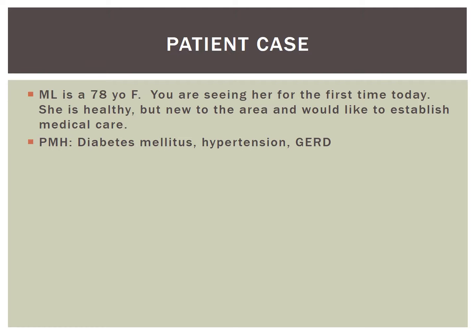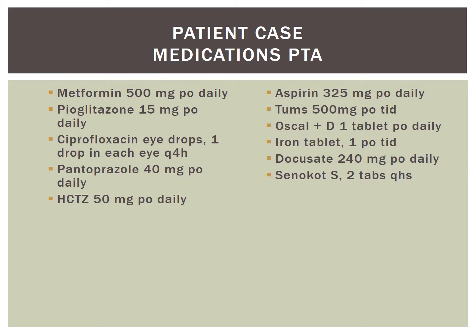So let's do a patient case. We have our 78-year-old female, ML. You're seeing her for the first time today. She's healthy, new to the area, wants to establish medical care. She has diabetes, hypertension, and GERD. She just moved in with her daughter. Her daughter does help her with medication. She takes metformin, pioglitazone, ciprofloxacin, pantoprazole, hydrochlorothiazide, aspirin, Tums, Oscal plus D, iron, docusate, and Senokot-S.